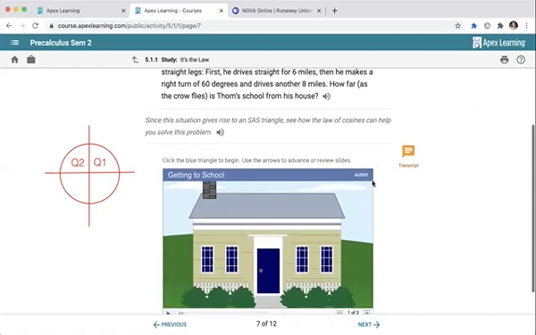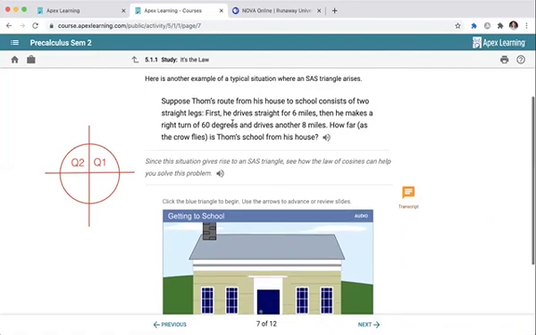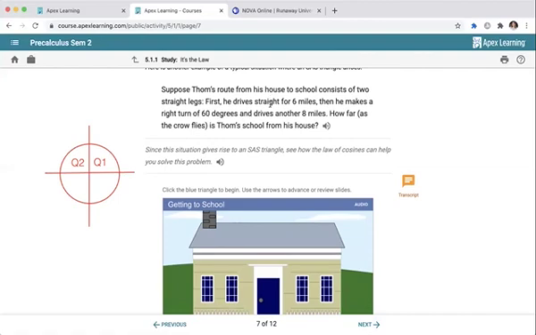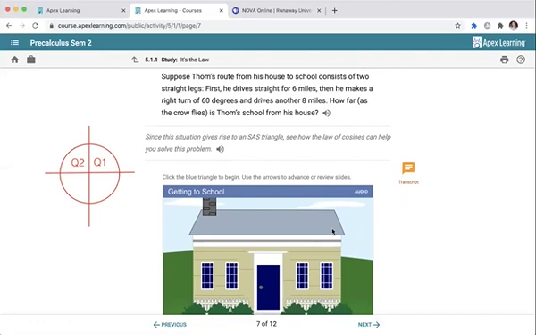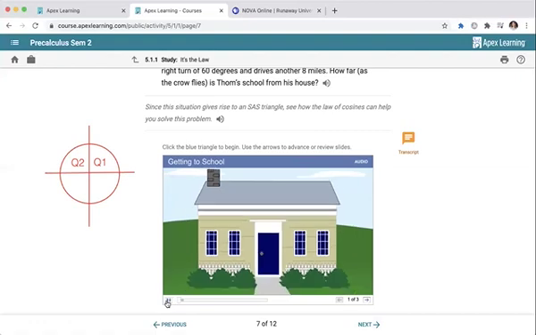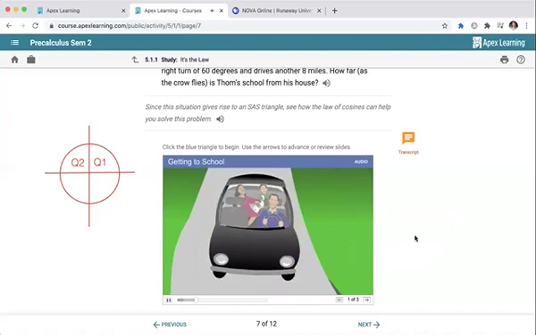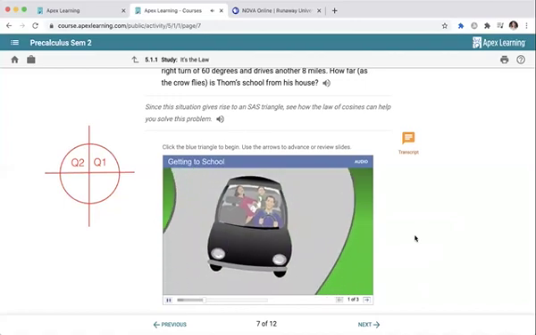Looking at another example of an SAS triangle: Tom's route from his house to school consists of 2 straight lines. First, he drives straight for 6 miles, then makes a right turn at 60 degrees, and drives another 8 miles. So again, you have a side of 6, an angle of 60, and a side of 8. How far is Thomas's school from his house?